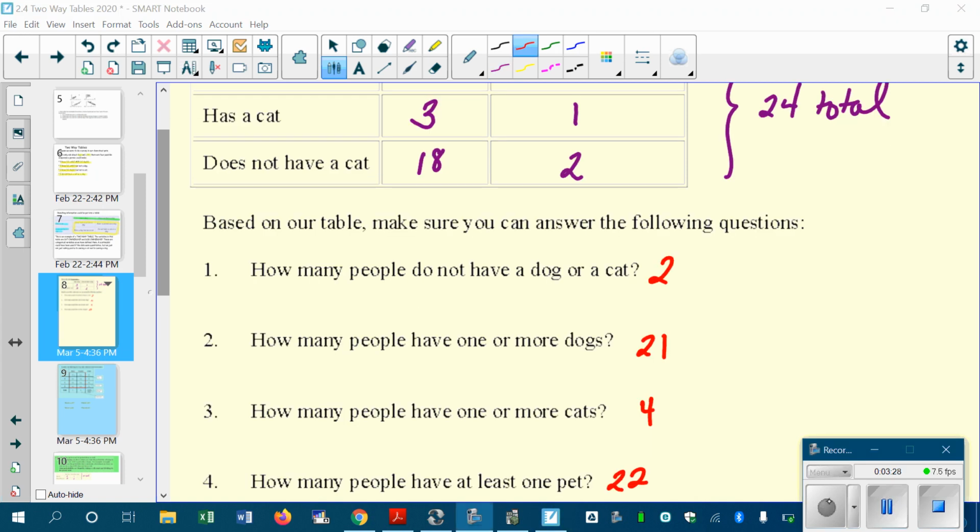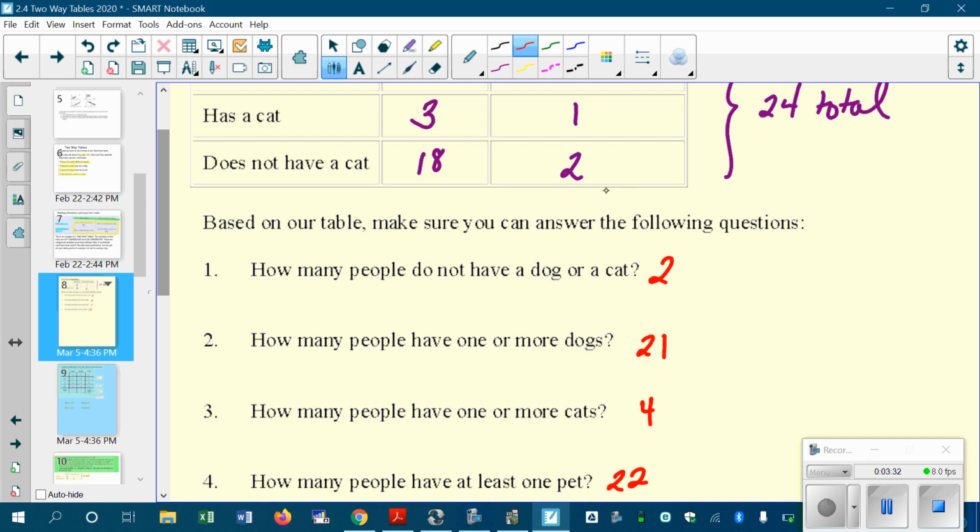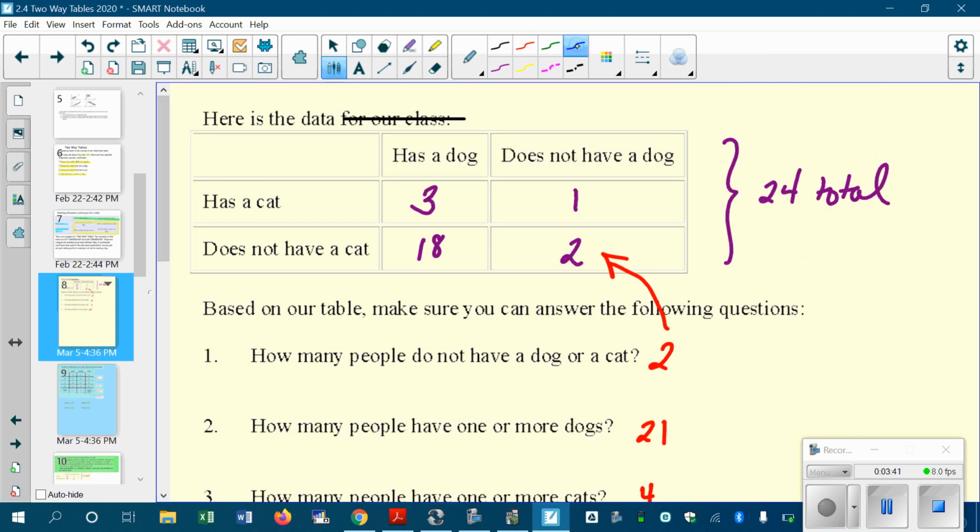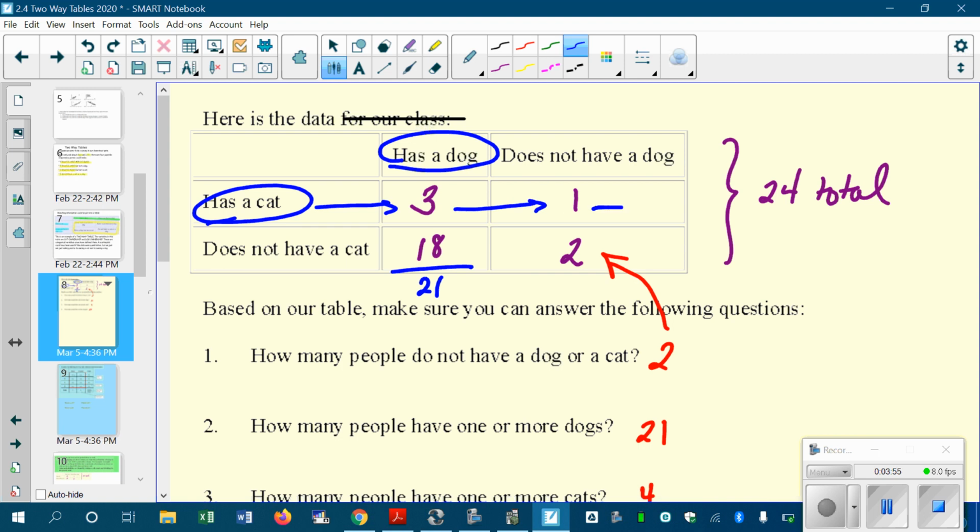Okay, so here are your answers. How many people do not have a dog or a cat? That's these 2 people that are signified in that cell. How many people have 1 or more dogs? So for the dogs, you do need to add, okay? And so we need to look at, here are my dog owners, and add them up. Just like in the next question, having a cat is this row, and so I need to add that up.